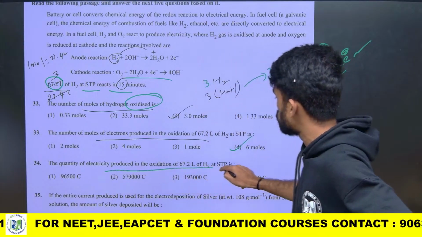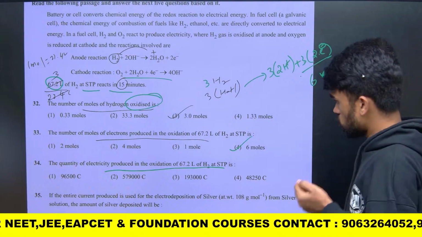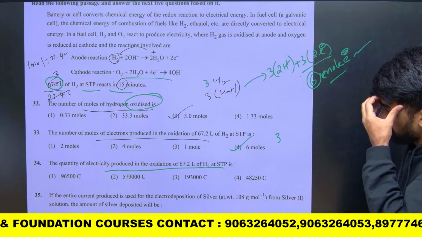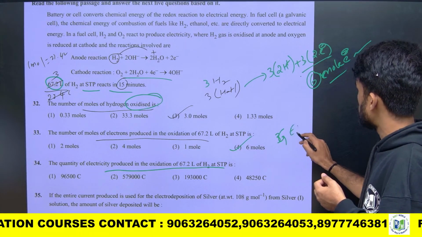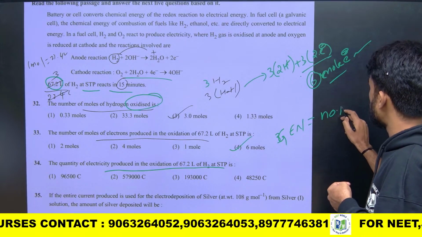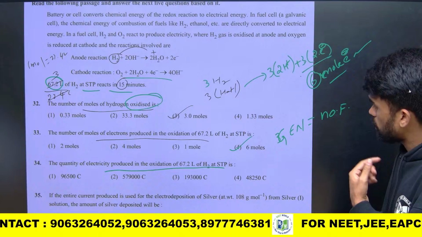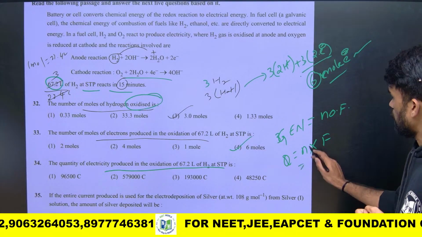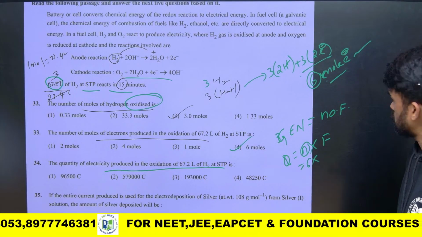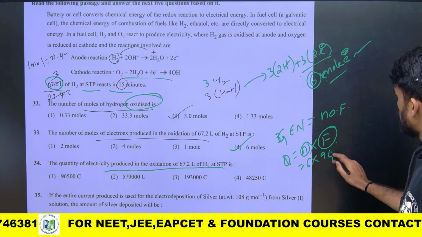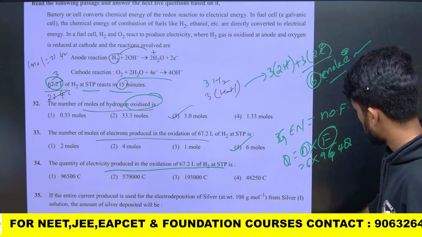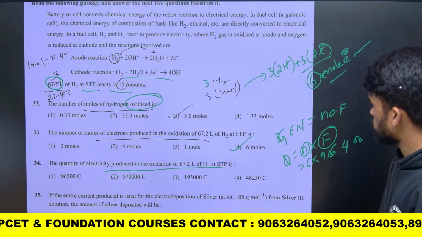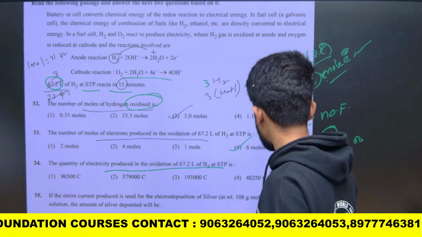The quantity of electricity produced in the oxidation of, so when it is involving 3 moles, we know 3 moles means 6 electrons are involved. So we know number of equivalents equals number of Faradays. So now, quantity of charge they are saying. So total charge equals N into F. So what is N here? 6 moles of electrons are involved. 6 into how many Faraday means 96400. 96400 we can write.